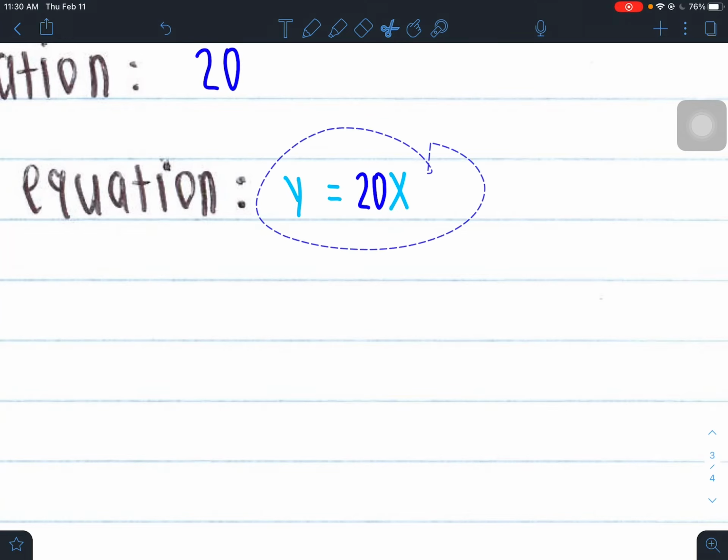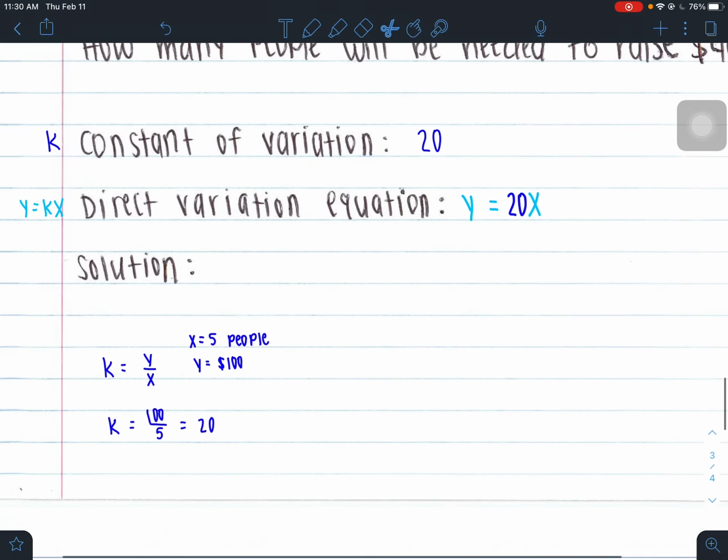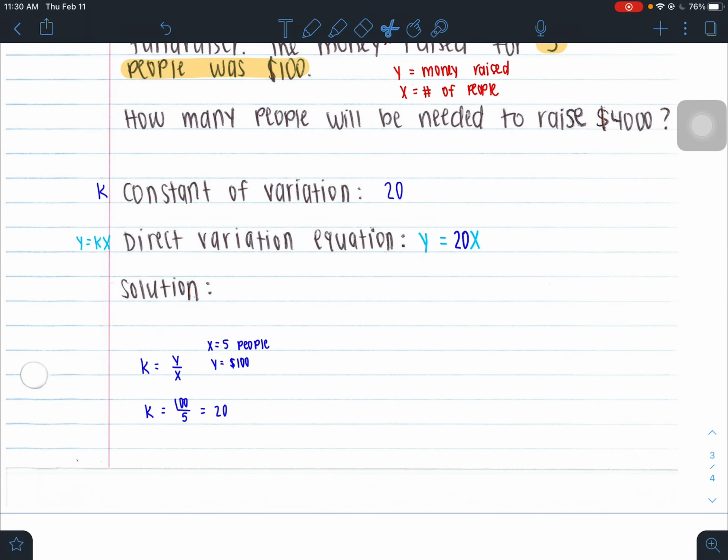Wow, why is that written so small? I've been writing it really small lately, and it kind of bothers me when I zoom out, because I'm like, wow, why is it so tiny? Y equals 20x. That's our equation. That's it. That's all you have to do.